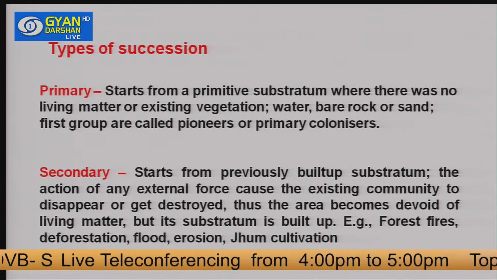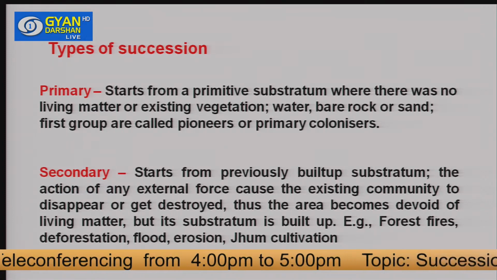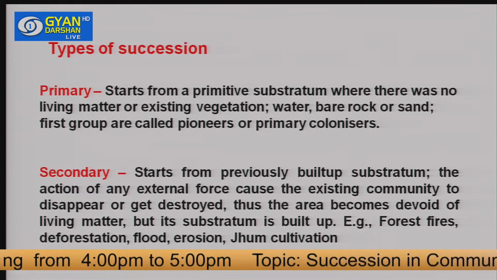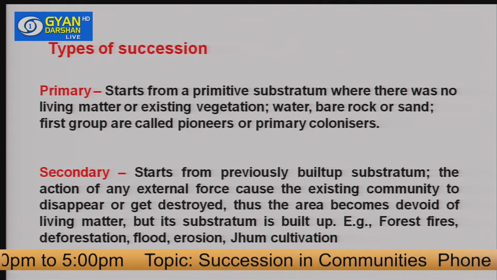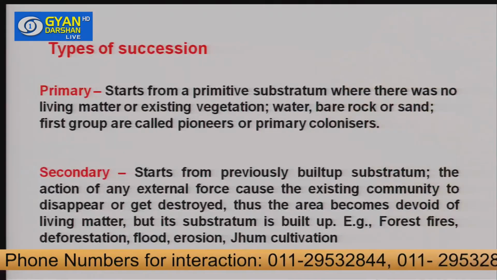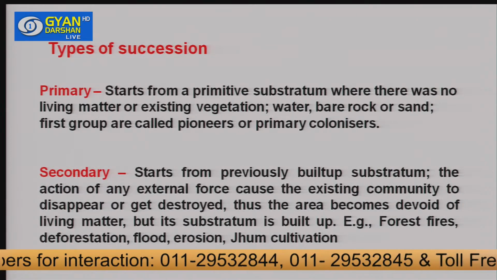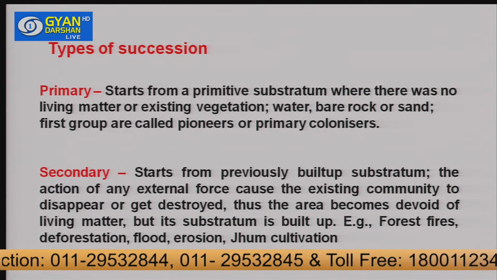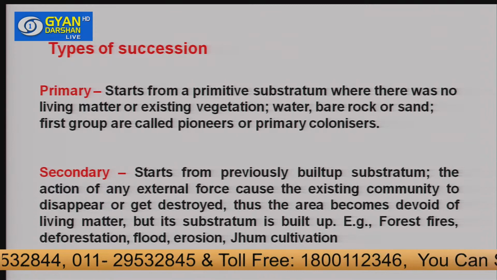But ultimately, some plant community first comes and settles there, which we call the pioneer or the primary colonizer. And thereafter, through a series of events, they give rise to some other community. So that is primary succession. Secondary succession means it starts from a built-up substratum.